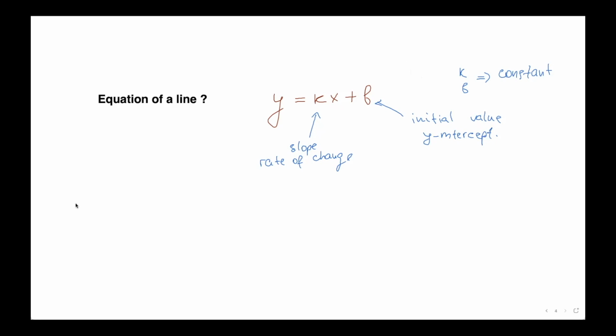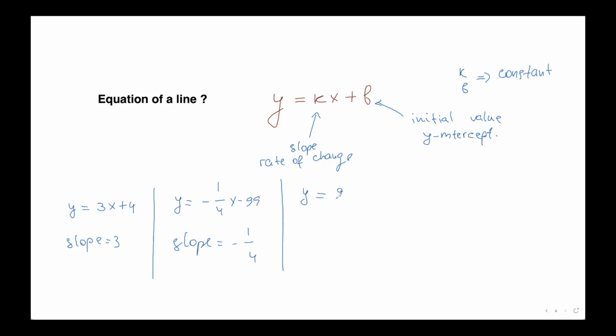Why do we need to know the equation of a line? Imagine you are given the equation y is equal to 3x plus 4. We know that slope here is 3. If you are given y is equal to -1/4x minus 99, slope here is -1/4. If you are given the equation y is equal to 9 minus 7x, slope here is minus 7. If you are given that 2x plus 4y is equal to 90, let's write.